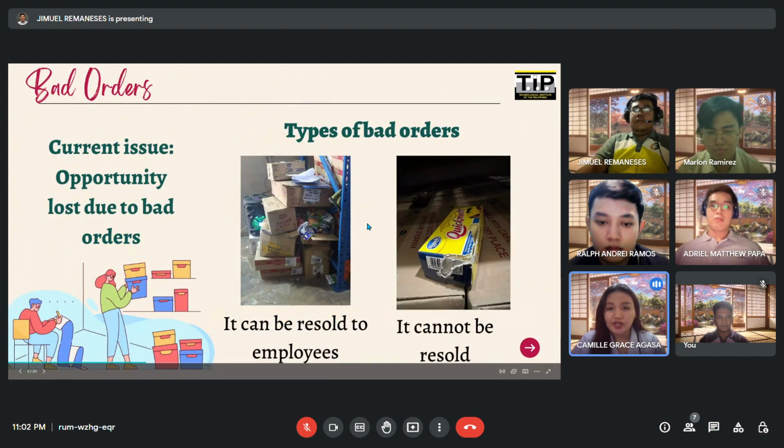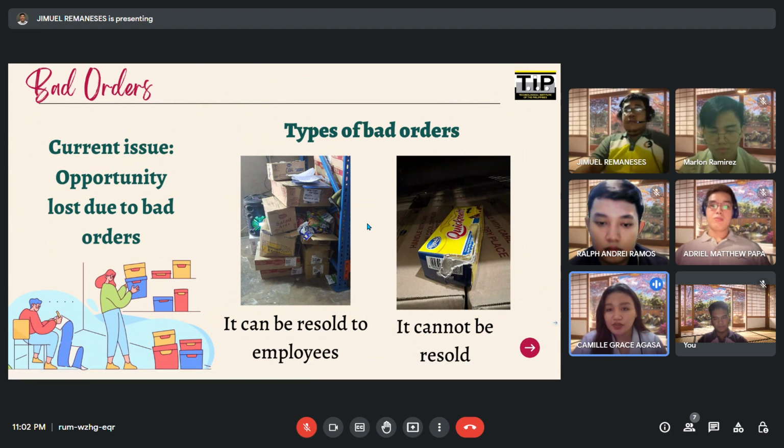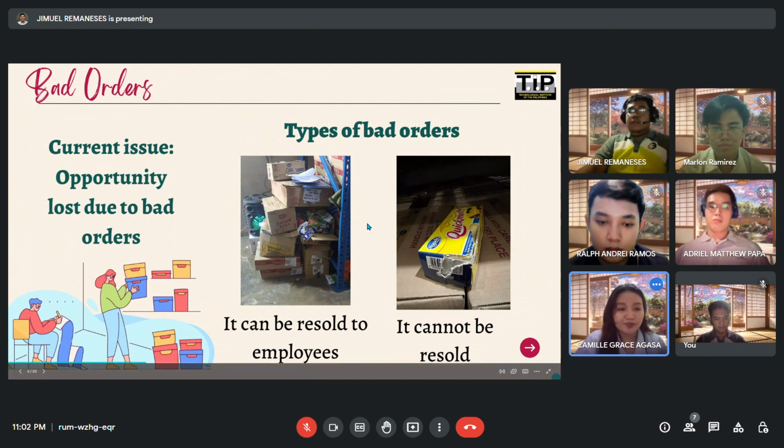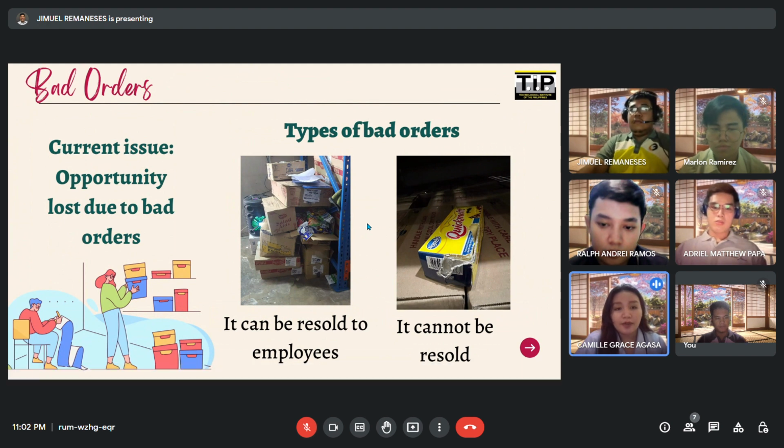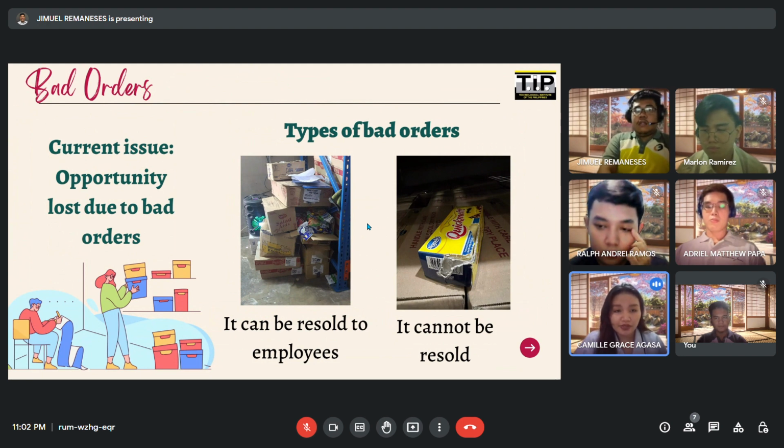Bad orders. Current issue: opportunity loss due to bad orders. The quantity of undesired orders has increased as a result of the firm's actions in the current situation. There are two main categories of bad orders. First, those that involve product deformation are commonly known as damaged products, while near-expiration bad orders are items that are about to expire and frequently offered to employees at a discount in order to make money that would have been lost or thrown away.